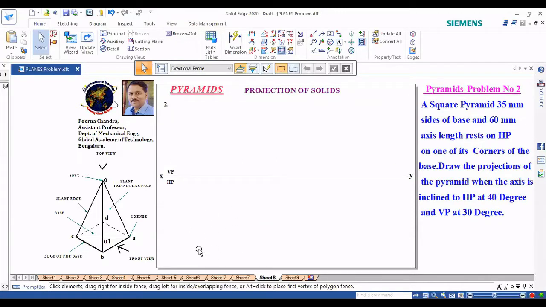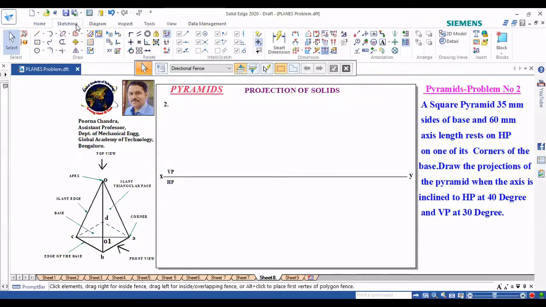The base will be a square, and we need to draw the pyramid, right? The axis length is 60 mm, and then the axis is given inclined to HP. Second is the HP inclination, which is 40 degrees to HP, and last, the axis is inclined to VP at 30 degrees. So when it says axis inclined to VP, we are supposed to use the beta angle method. So we shall start solving this problem.